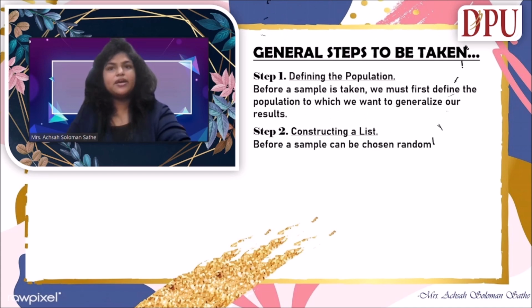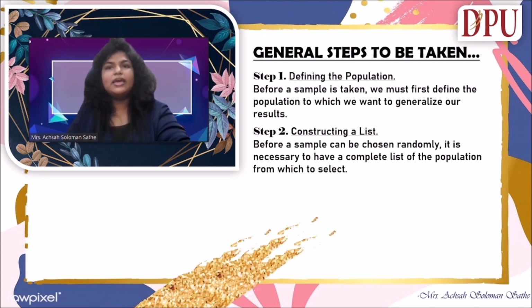Step 2, constructing a list. Before a sample is chosen randomly, it is necessary to have a complete list of the population from which to select. So here right now we are doing probability sampling. So in this you should and must have the list of the population that you have in your mind before you start selecting your sample.